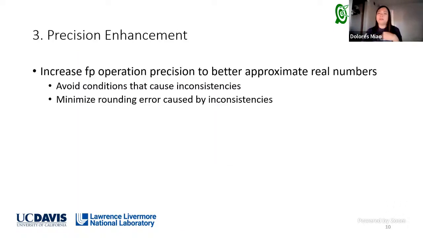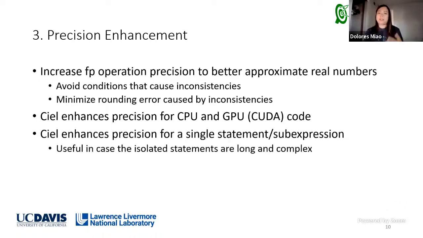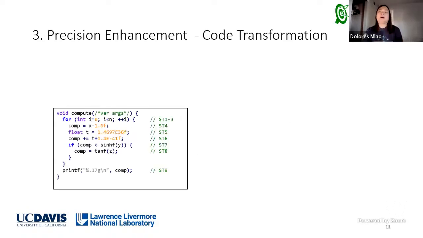Then next we use precision enhancement to approximate real numbers to avoid inconsistency-inducing conditions and minimize rounding errors caused by inconsistencies. Compared to the previous state of the art, our tool supports enhancing both CPU and GPU code, that's CUDA in this case. And it also supports enhancing just a single expression within a statement, which improves usefulness in situations where, in some programs, one statement could be very long and complex. The general idea of precision enhancement is shown in the two code regions here.